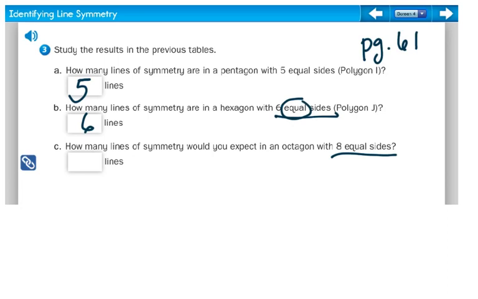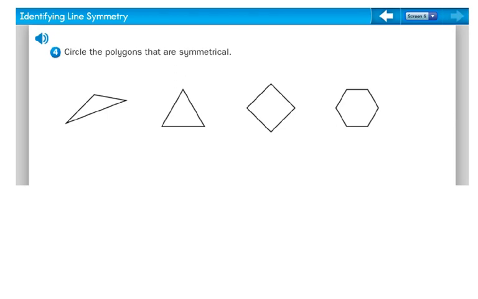Did you say 8? All right. What I'd like you to do, the last thing we're going to do for this video, is circle the polygons that are symmetrical. So remember, we're still on journal page 61, so you're going to work this out right on your math journal page. So 3 of them are symmetrical and 1 is not. So in your math journal, circle the polygons that are symmetrical. Go ahead.